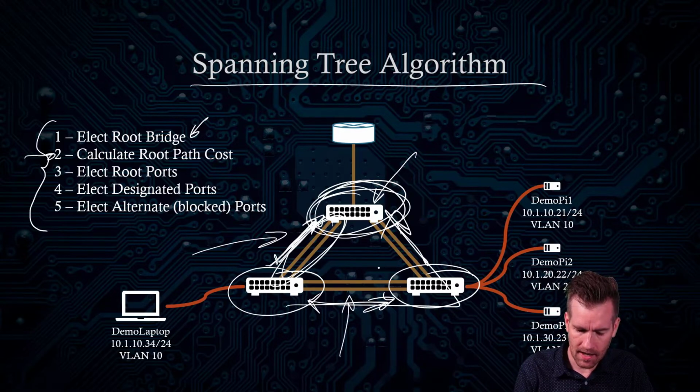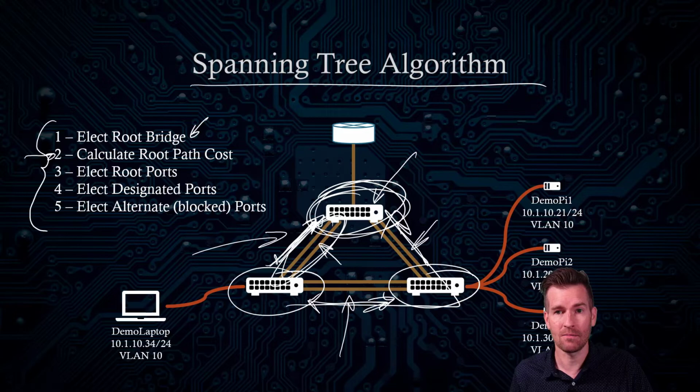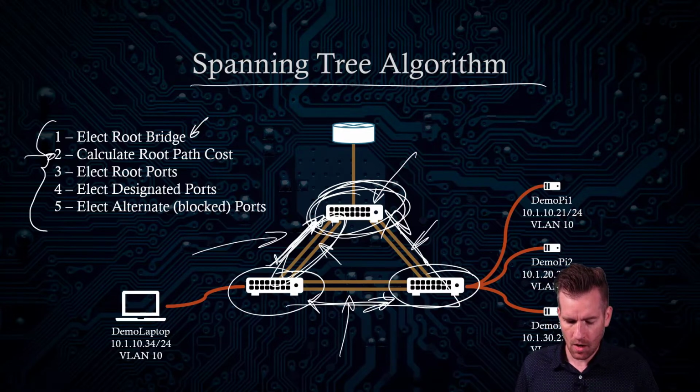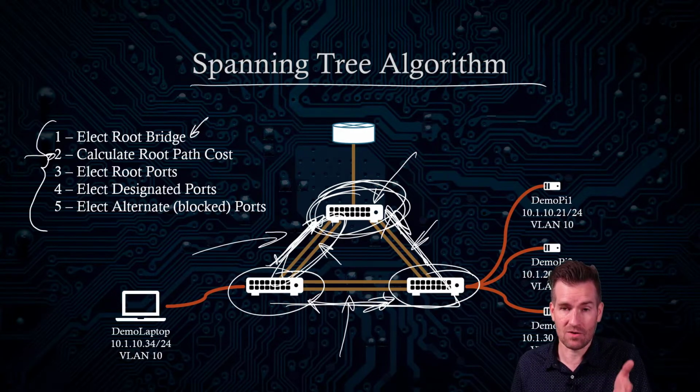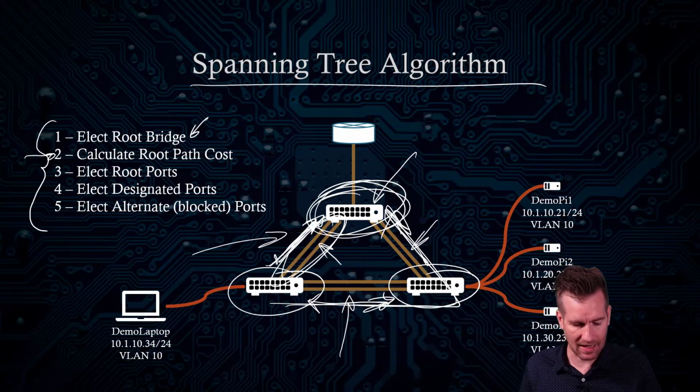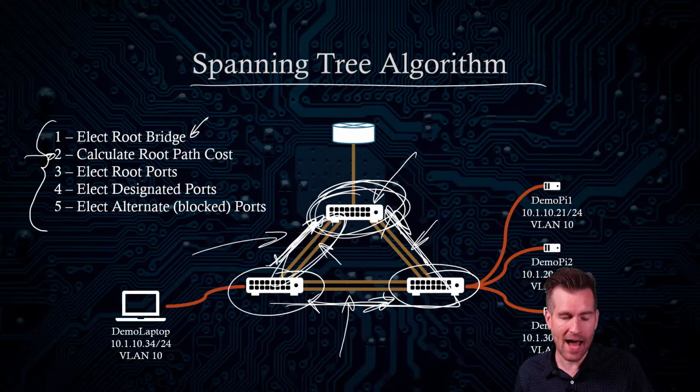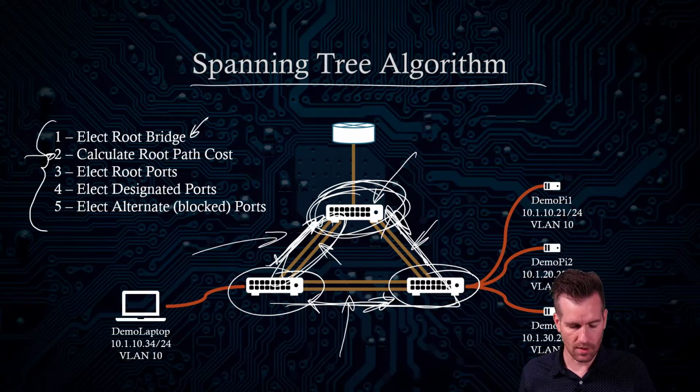What if these are gigabit connections right here, and this is just a 100 megabit connection right there? Well, then this is actually going to be faster. And so part of the calculation factors in the speed of those links. So that is calculating the root path cost, so the cost of the path in each of the directions here to get to the root bridge.